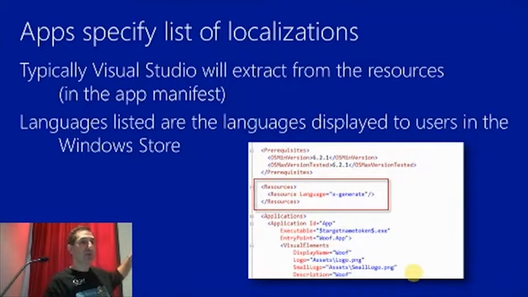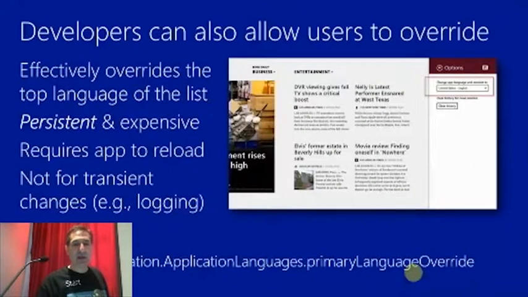And then Visual Studio creates that list in the app manifest. Normally it's automatic. You don't really need to do anything there. And then there's one other thing that developers can do. I would caution you to use this wisely, but you can allow the end user to override. In other words, I don't care what languages I've set as a preference or what languages the app has. You can allow the end user to say, forget all that, just use Swahili or French or German.